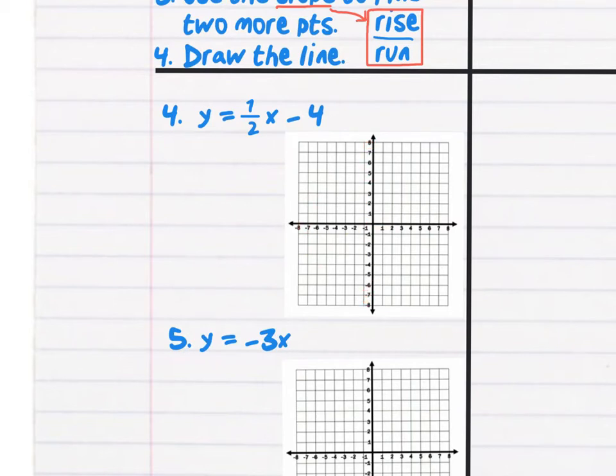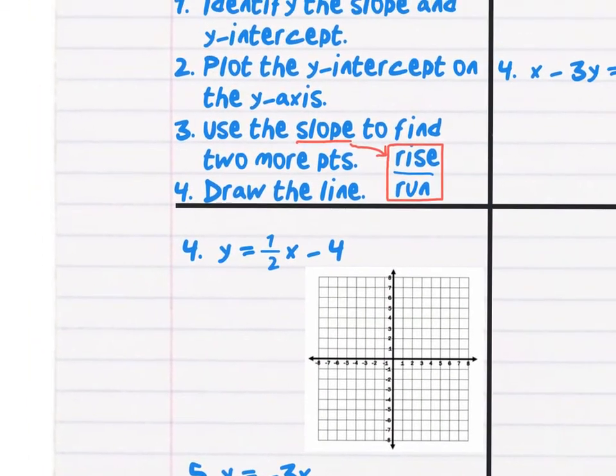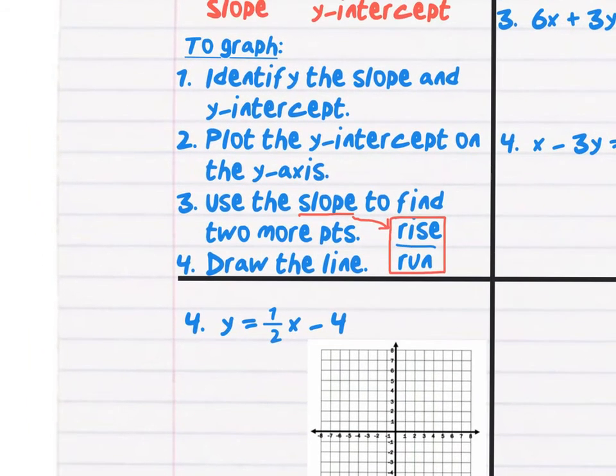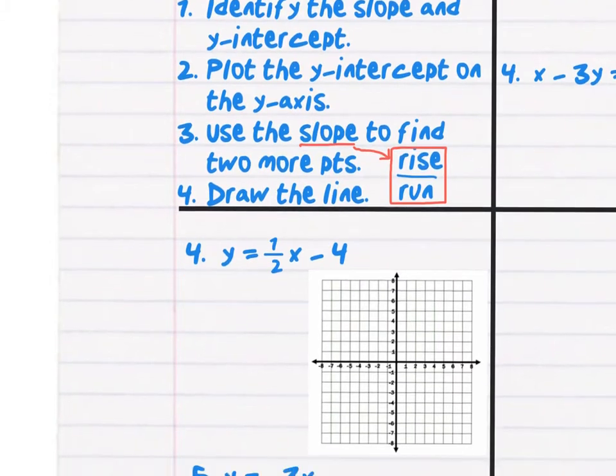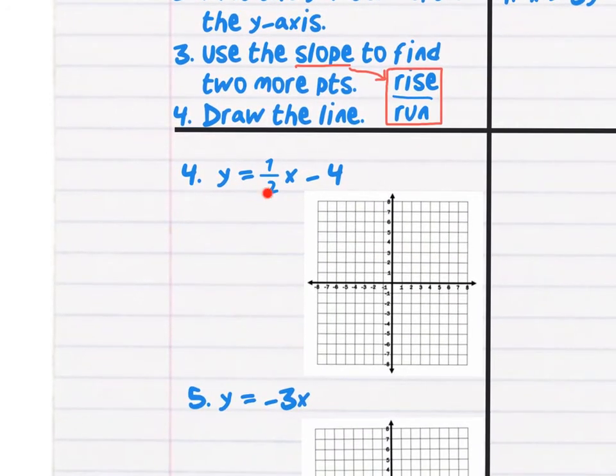What we're going to do is follow these steps that we wrote at the top box. The first step says we're going to identify the slope and the y-intercept. So looking at this equation here, our slope is 1/2, our y-intercept is -4. So let's write that down. Now our second step is we're going to plot the y-intercept on the graph. So the -4 means on the y-axis here, we're going to place our first point.